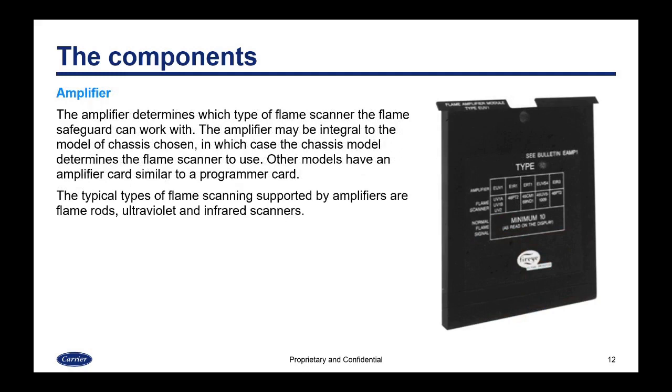The amplifier determines which type of flame scanner the flame safeguard can work with. The amplifier may be integral to the model of chassis chosen. In some cases, the chassis model will determine the flame scanner that you can use. Other models have an amplifier card similar to a programmer card, which means you could change it. The typical types of flame scanning supported by amplifiers are flame rods, ultraviolet, and infrared scanners.